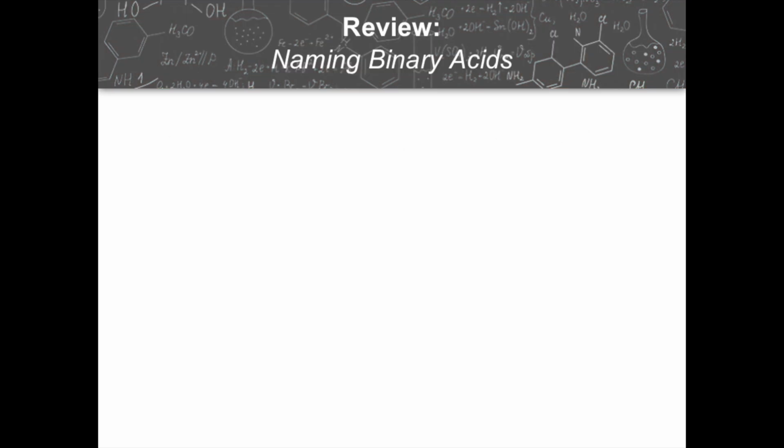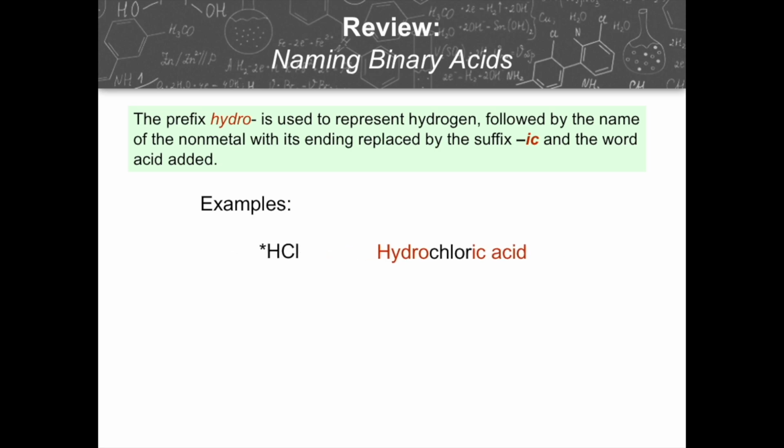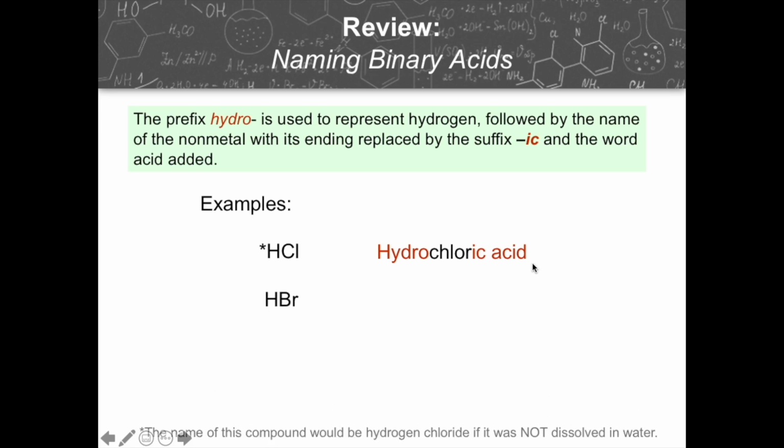Now, let's have a recap first on how we name acids. Remember that we have different types of acids. One of those is the binary acid. So in naming binary acids, the prefix hydro is used to represent hydrogen, followed by the name of the nonmetal with its ending replaced by the suffix -ic, and the word acid is added. So for example, we have here HCl. So we have the prefix hydro and then the suffix -ic and then the word acid. That's why we have hydrochloric acid. And then we also have HBr, which is hydrobromic acid. So here is how we name binary acids.